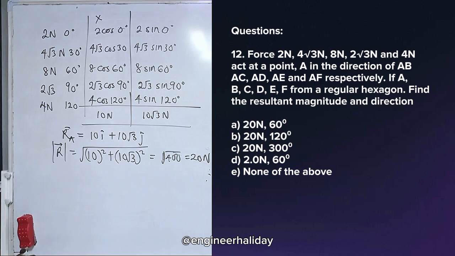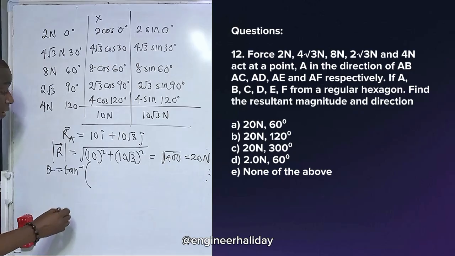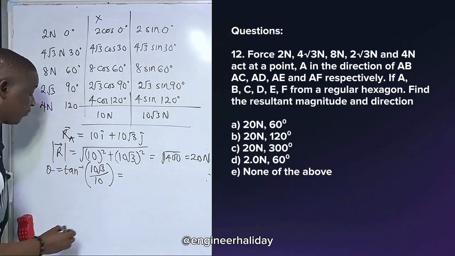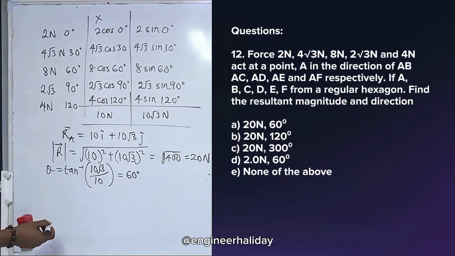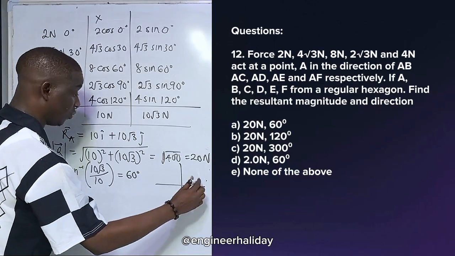So having gotten that, that is the magnitude. What about the direction? Theta equals tan inverse of 10 root 3 Newton divided by 10. What do you have? 60 degree. So we can interpret it. Where will it fall? You have to interpret and send your answer to us.